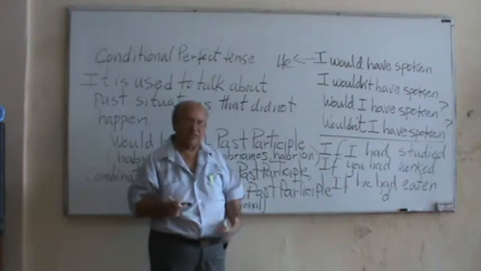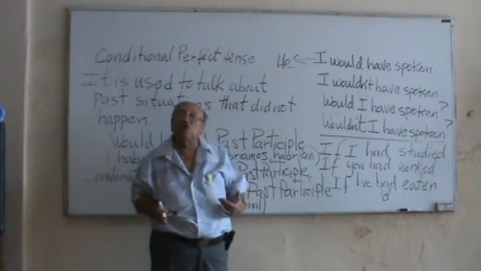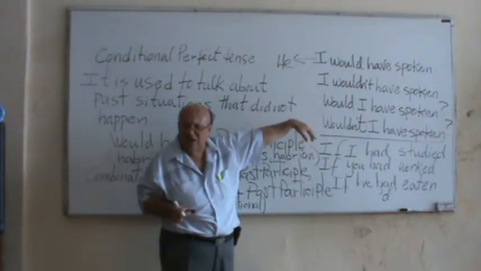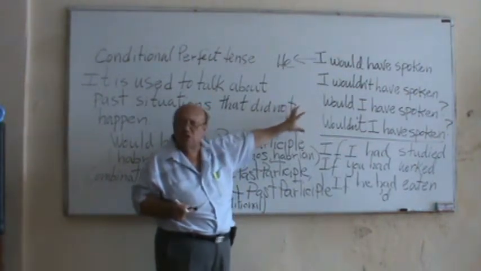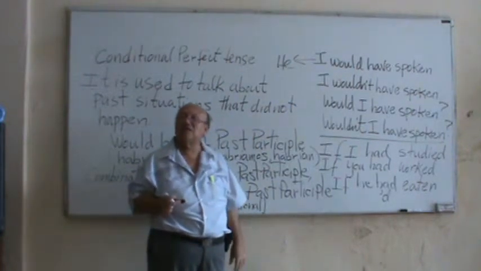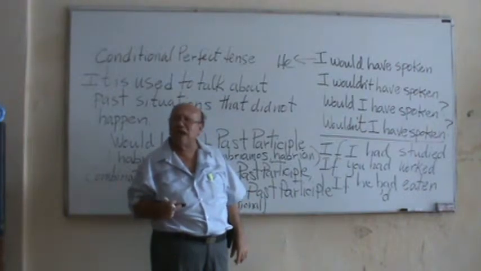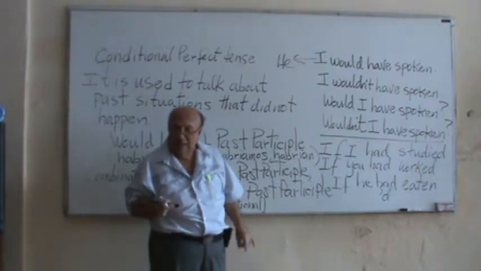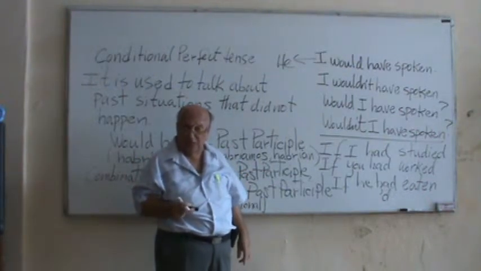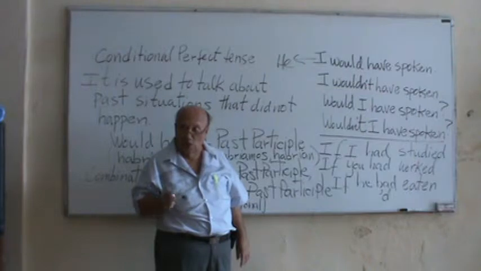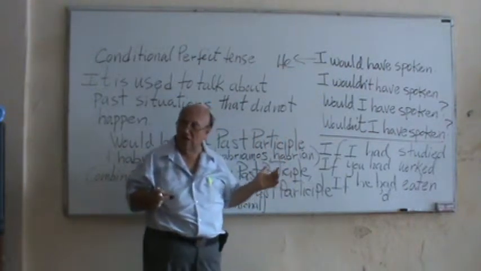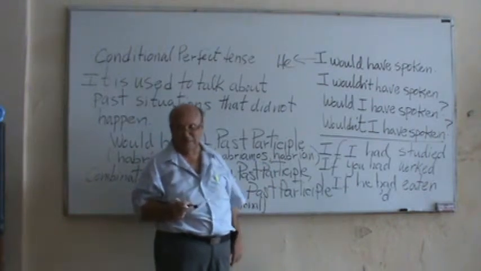Úsalo con confianza. Please don't use has. Don't say he would has spoken. Peligro. Don't use he would has spoken. That doesn't exist in English. Eso no existe en inglés. Would have for he, for she, for it, that's okay.